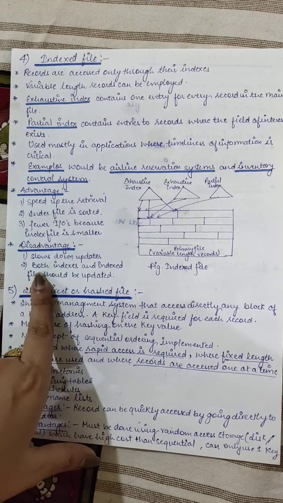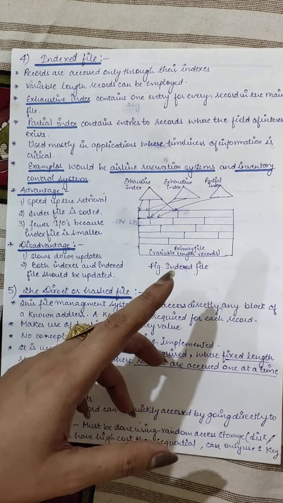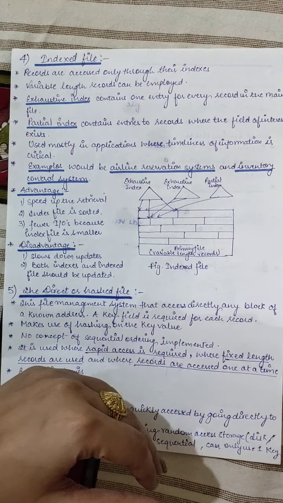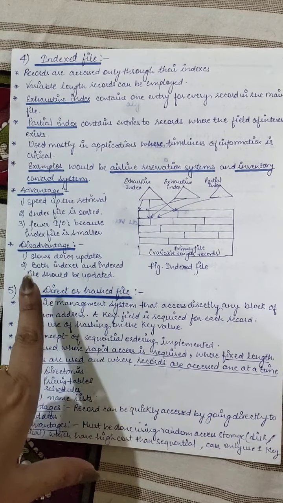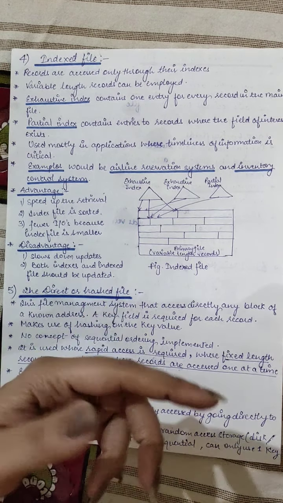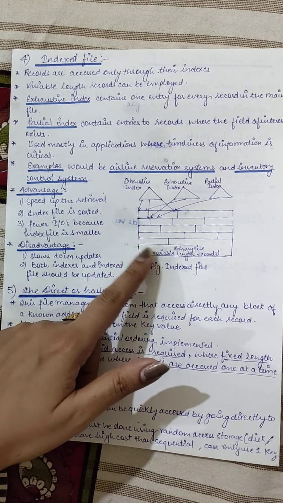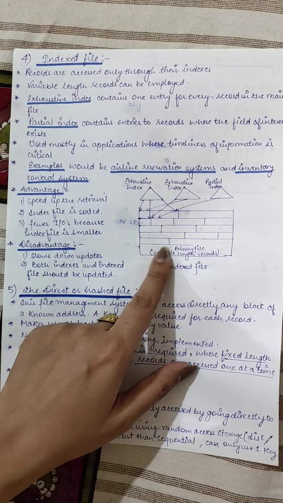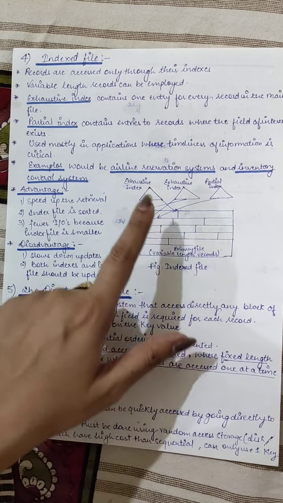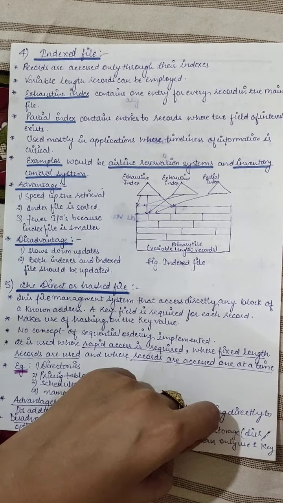Disadvantages क्या हैं? It slows down the updates because you will have to update the index files, so slowing in the part of updation. And both indexes and indexed files should be updated. So as soon as there is an update, then you will have to update the file जिसमें कि सारा records store हो रहे हैं variable length के, right? And you will have to update the index file as well. Okay, so this is the disadvantage.